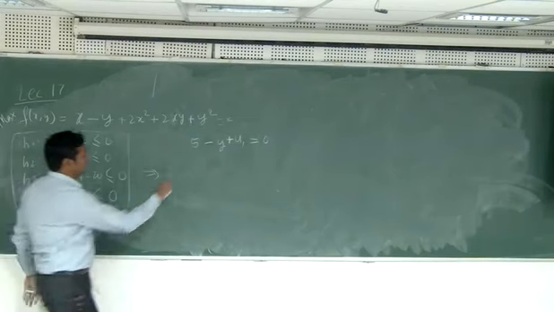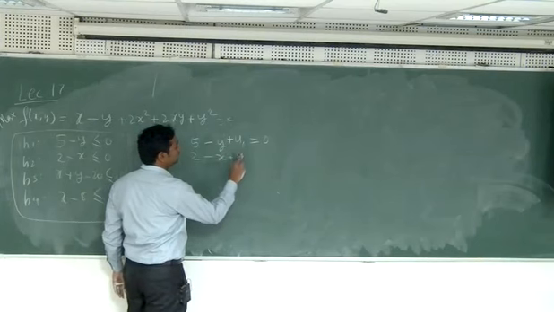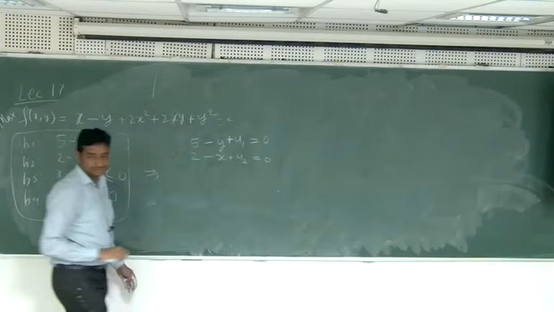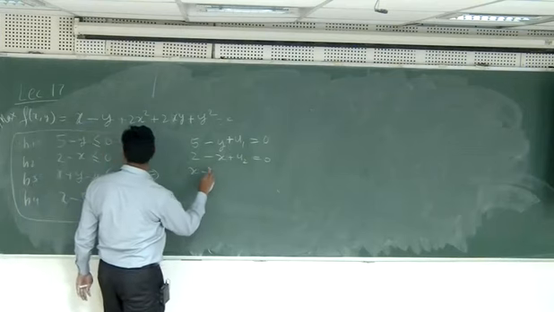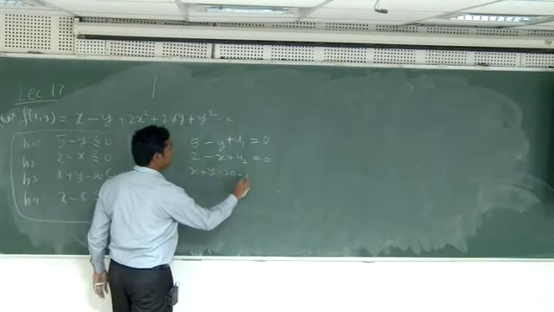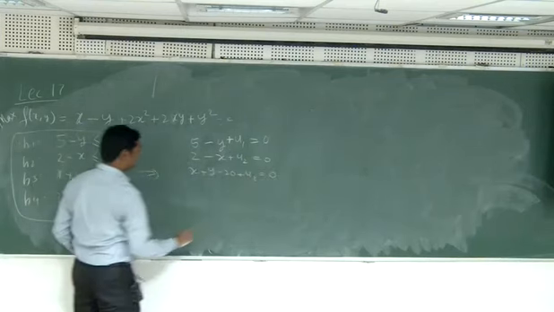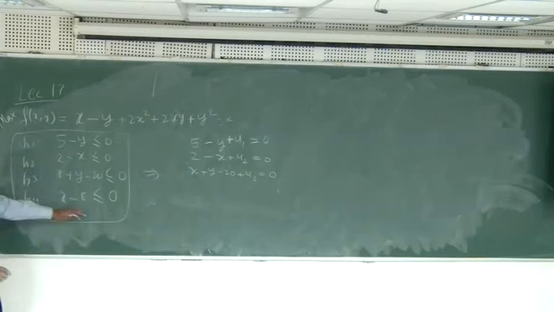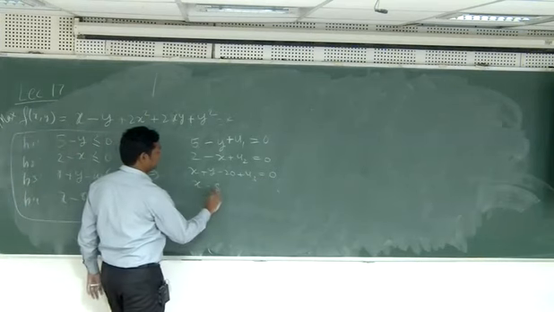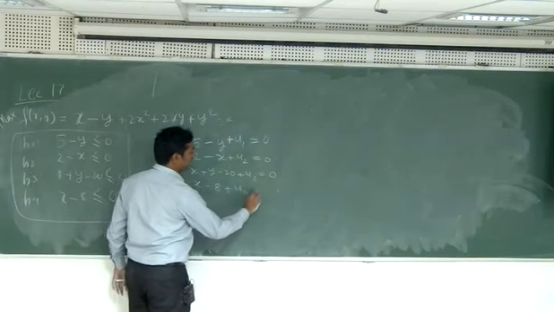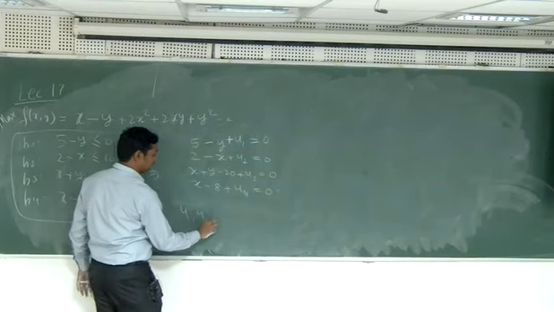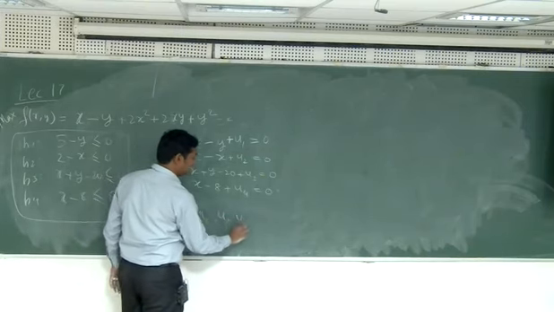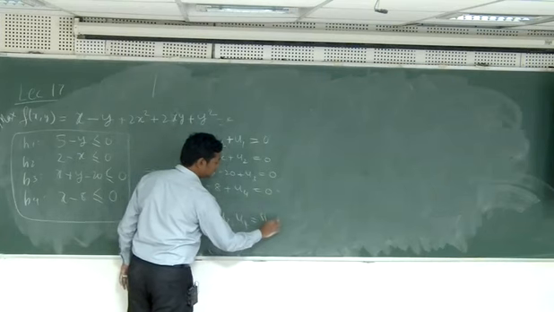Similarly, this one 2 minus x plus u2 is equal to 0. Okay, this one also same, x plus y minus 20 plus u3 equal to 0. Okay, and then x minus 8 plus u4 equal to 0. Okay, so u1, u2, u3, u4, these are called slack variables.